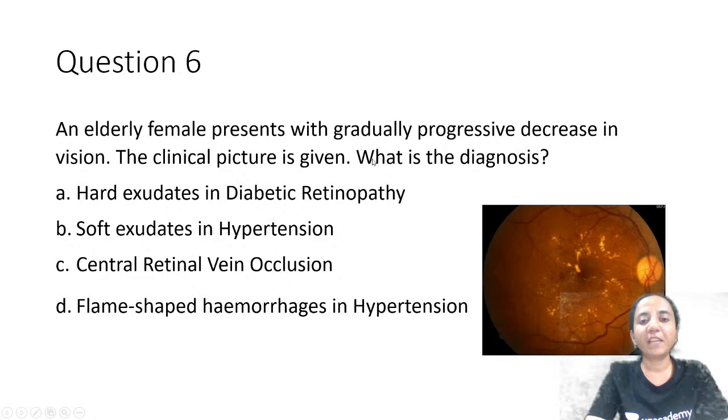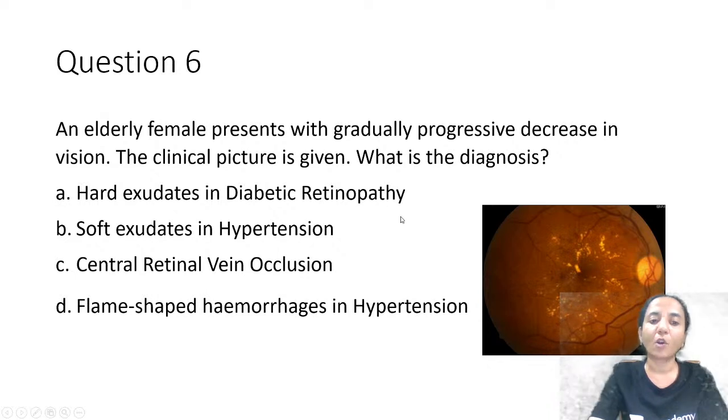An elderly female patient presents with gradually progressive decrease in vision, and this is the clinical picture. What is the diagnosis? Is it hard exudates in diabetic retinopathy? Is it soft exudates in hypertension? Is it CRVO? Or is it flame-shaped hemorrhages in hypertension?